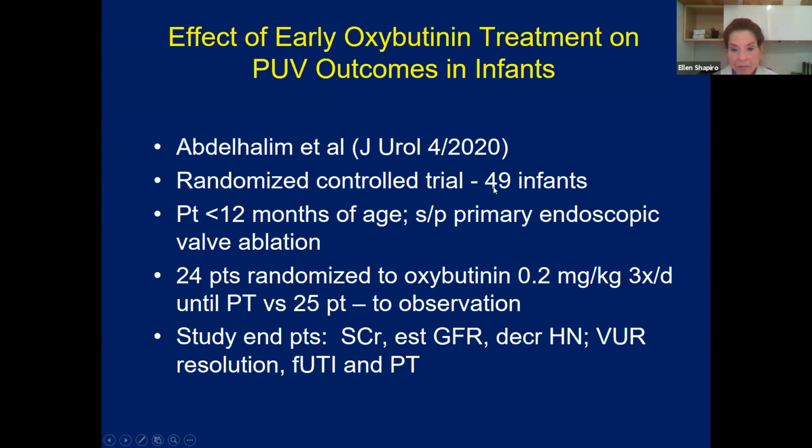This trial involved 49 infants under 12 months of age, and they all had undergone primary endoscopic valve ablation. 24 patients were randomized to oxybutynin using this dose, 0.2 milligrams per kilogram, which is the standard dose, given 3 times a day until they were potty trained, versus the 25 patients who were in the observation group. The study endpoints were serum creatinine, estimated GFR, decreased hydronephrosis, reflux resolution, febrile UTI, and potty training.